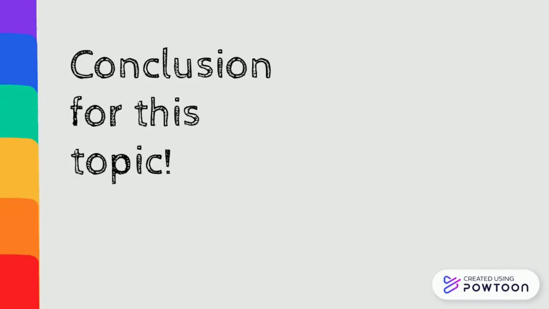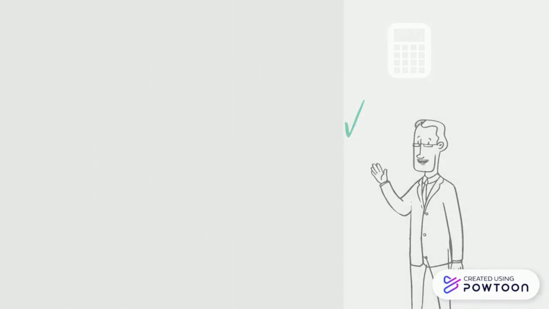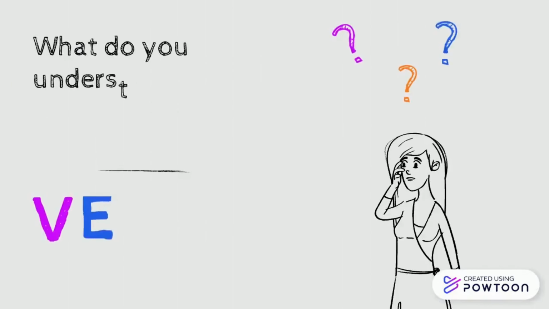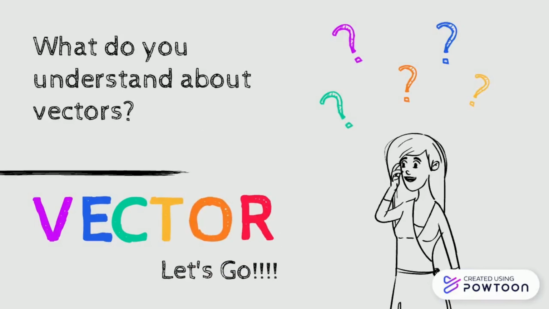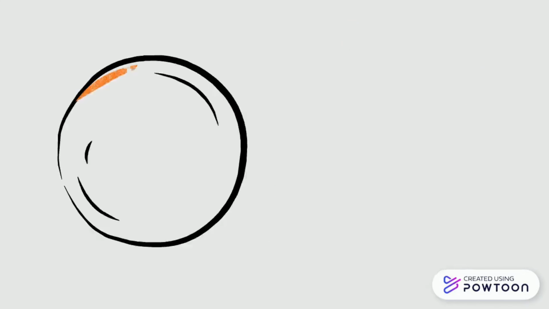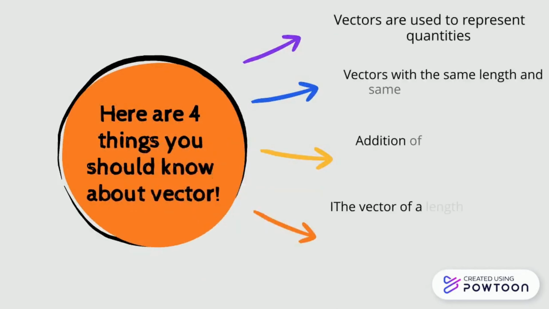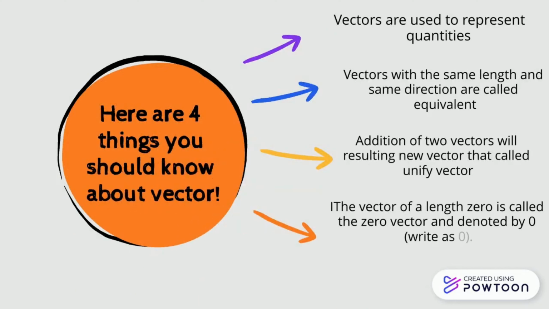Conclusion for this topic: elementary vector analysis. What do you understand about vectors? We'll see on the next slide. Here are 4 things you should know about vectors. Vectors are used to represent quantities. Vectors with the same length and the same direction are called equivalent. Addition of 2 vectors results in a new vector called the resultant vector. The vector of length 0 is called the zero vector and is denoted by 0.